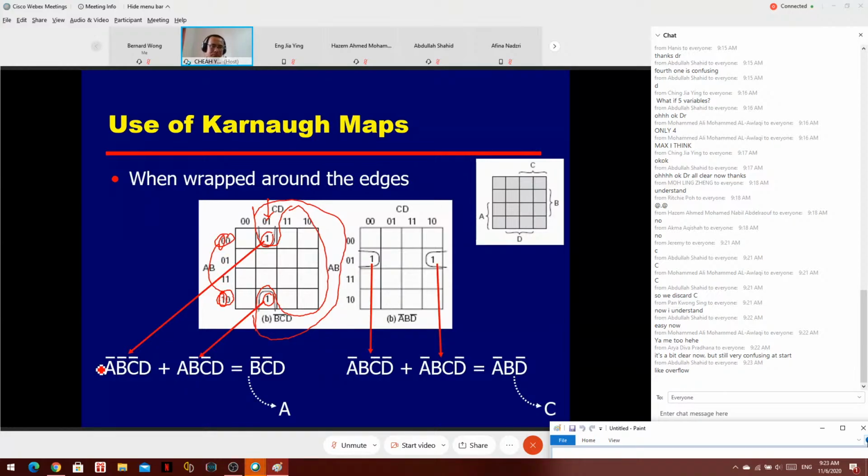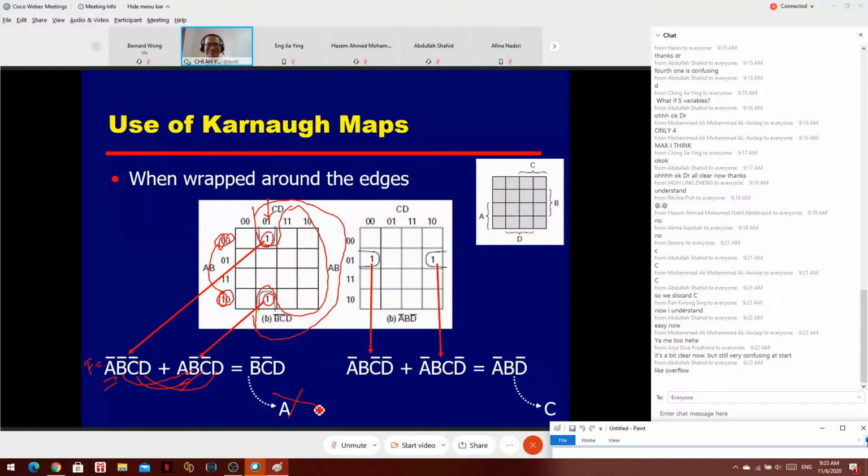So this again is the function not A, not B, not C, D, or A, not B, not C, D. Which one is the same? Not B is the same, not C is the same, D is the same. So they differ in the A. One is not A, and one is A. So we can say bye-bye to the A. So that is like overflow.